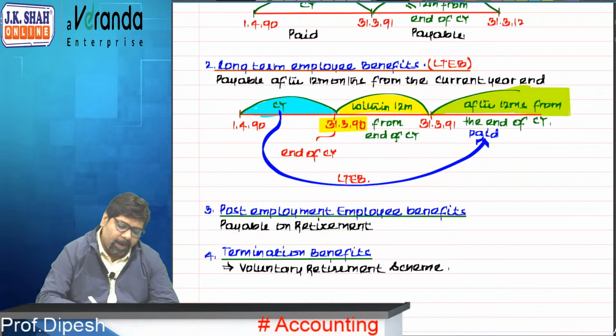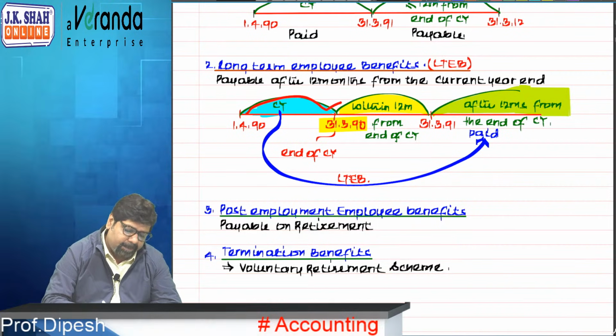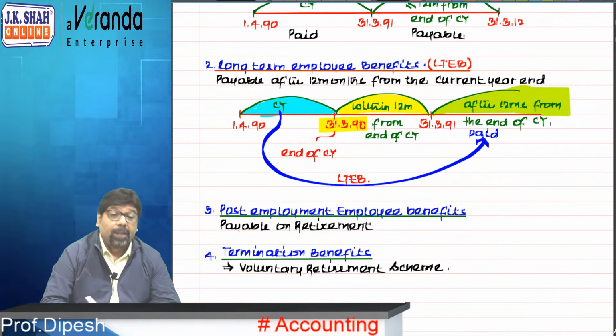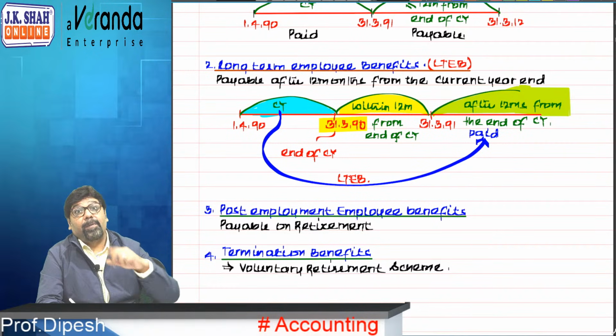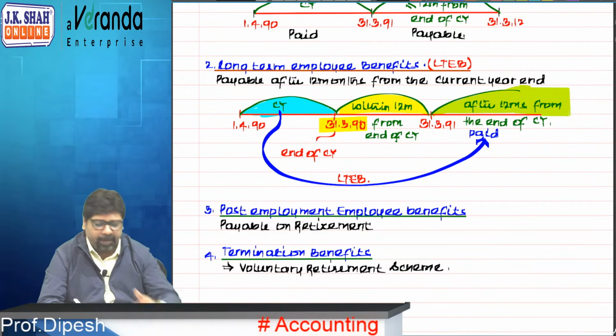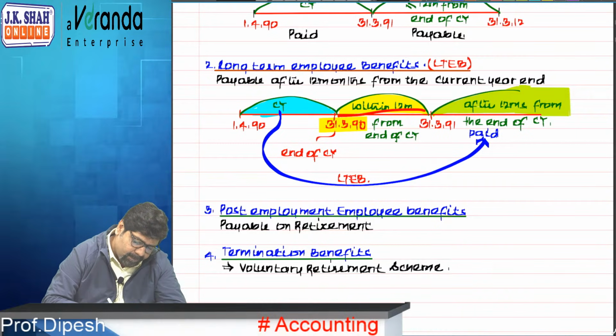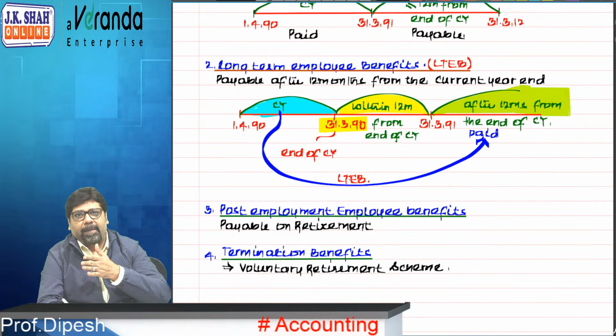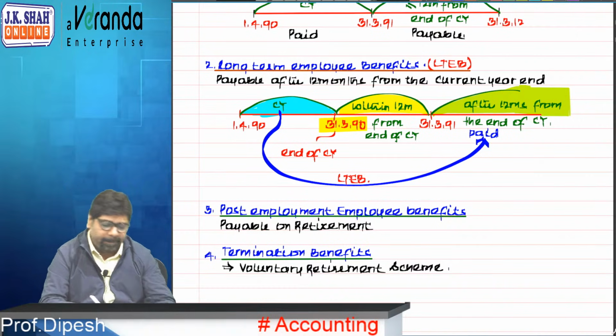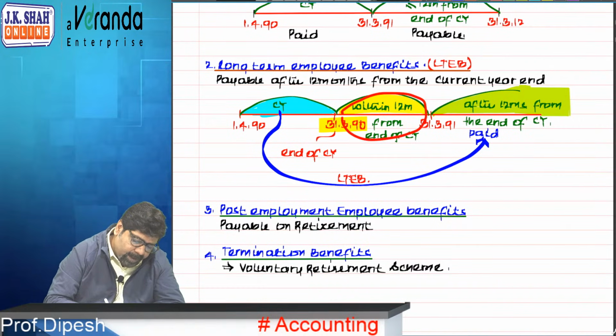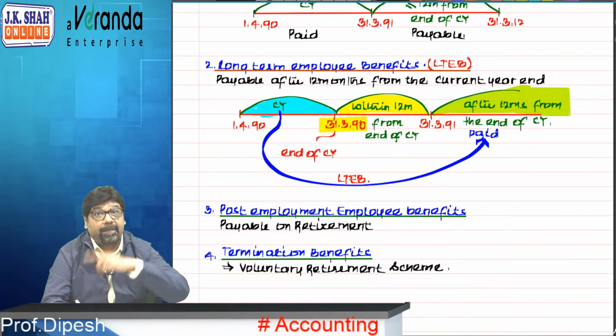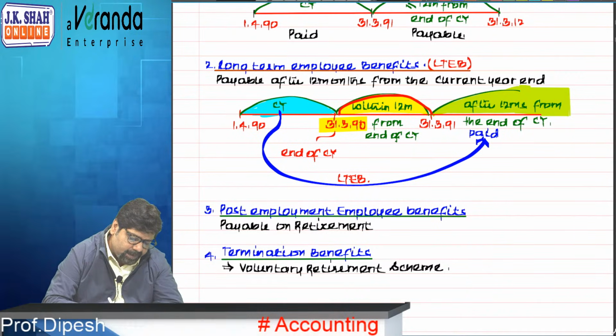Fair enough? So current year is short term, next year is short term. So long term starts from 12 months from the end of current year. Current year ends on this. Within 12 months from the end of current year is short term. After 12 months from the end of current year is long term.